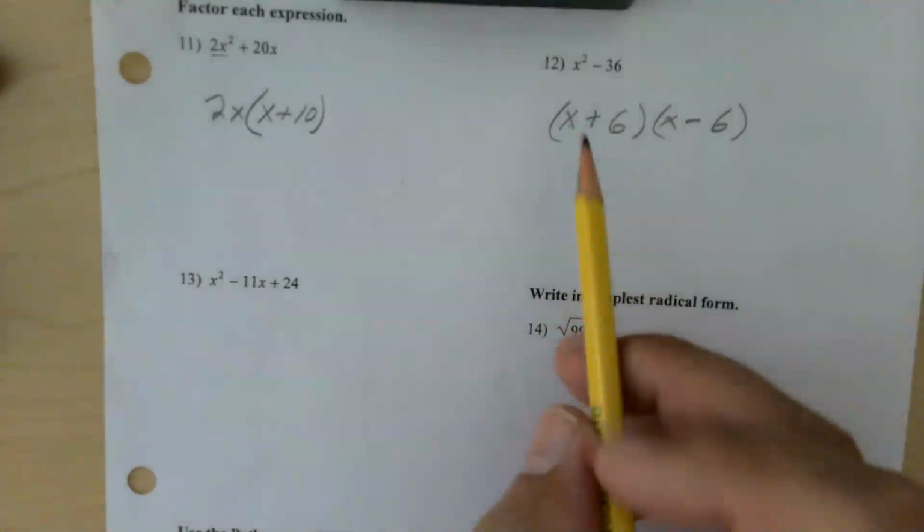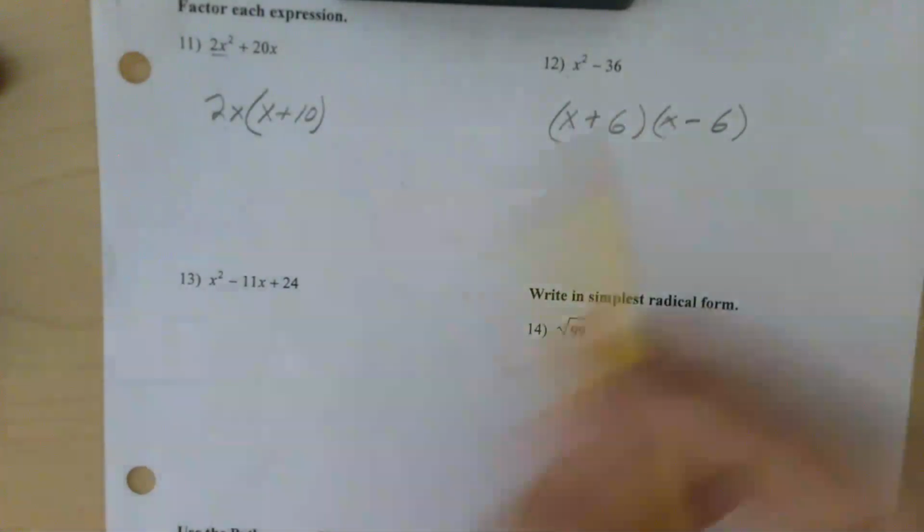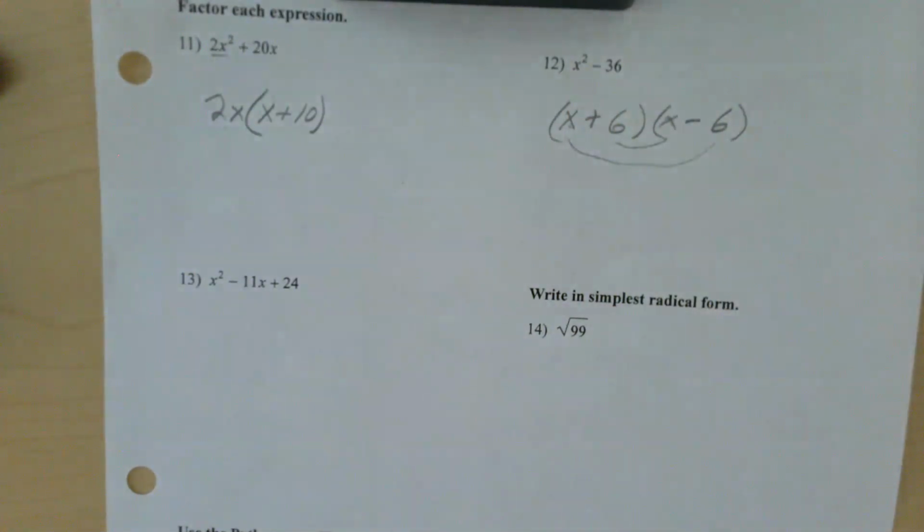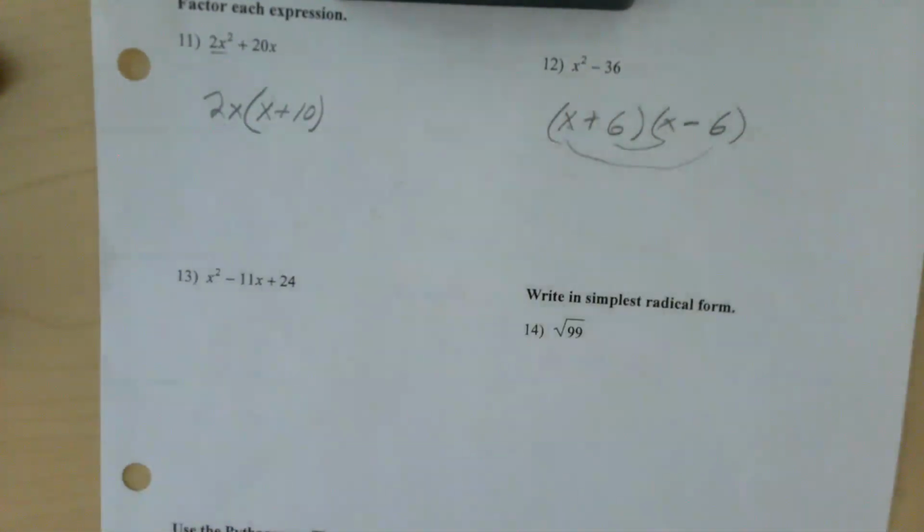Okay, and how can we check that? You do FOIL. x times x, x squared. Your outside and your inside are opposites. They disappear. That's why there's no middle term. And then 6 times negative 6 is negative 36. So it checks. It is finished. That's your factored answer.